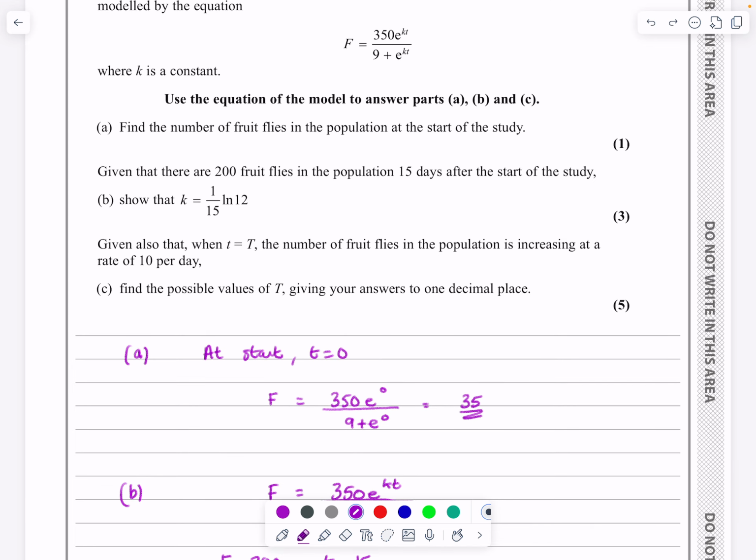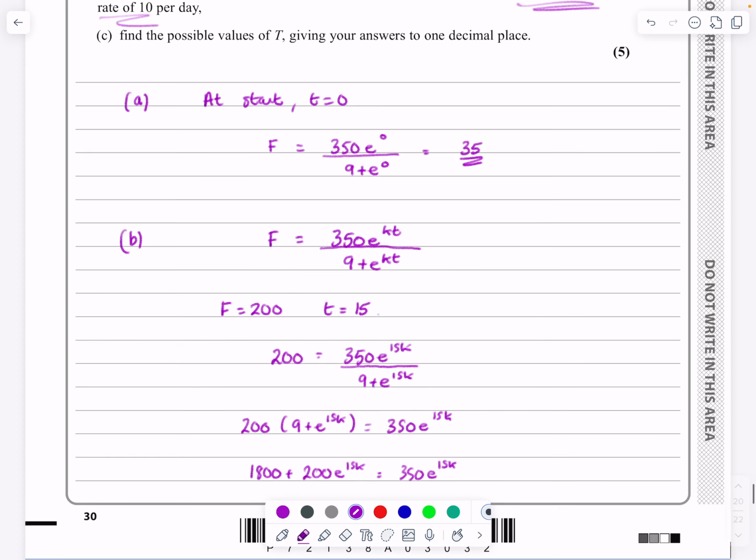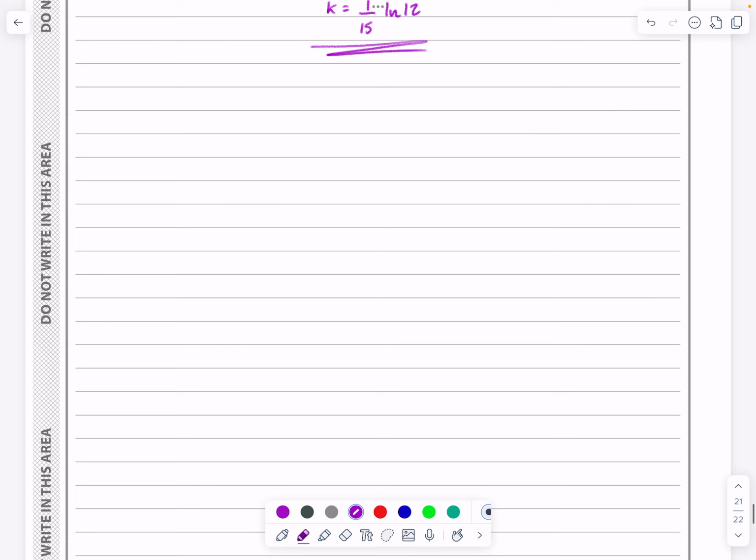So it says, given also that when t equals T, the number of fruit flies in the population is increasing at a rate of 10 per day. So hopefully you understand that if it's increasing at a rate of, that means dF by dt. So they're telling me that dF by dt is going to be equal to 10, and we've got to work out the value of T, the capital T there. So, right, that's not very nice to do. Let's make a start with that.